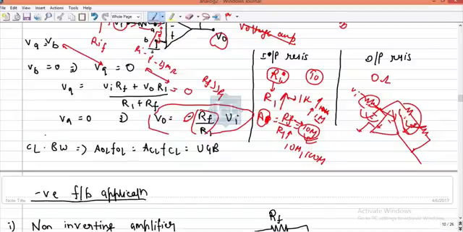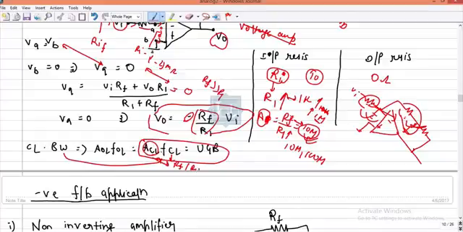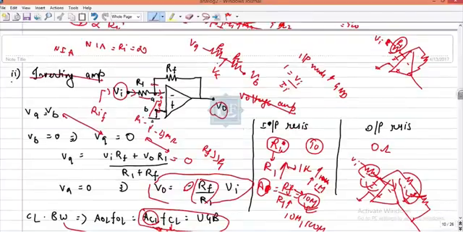Now the next point is, what will be the bandwidth of the inverting amplifier? Simple as that. This is the formula that we will use: ACL into FCL is equal to UGB, where FCL is called the closed loop bandwidth. What is ACL? Sir, ACL is RF by R1. It is the closed loop gain of the above circuit. Now moving on to the next circuit.